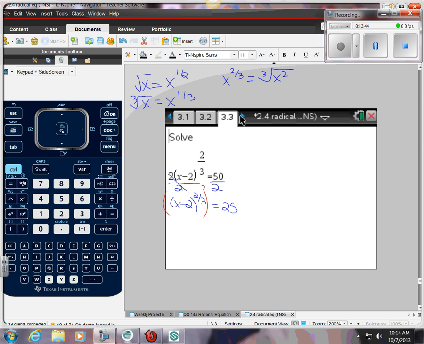Good, I want to raise both sides to the 3/2 power, because I know when I raise a power to a power, good job, guys, when I raise a power to a power, I multiply. What is 2/3 times 3/2? 1. Yeah, so those go away.